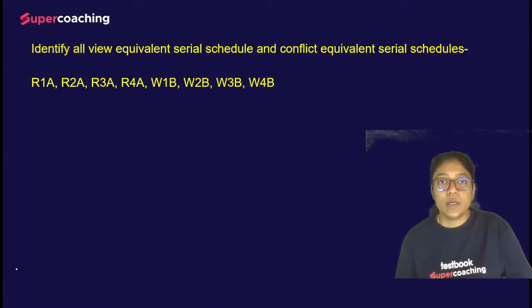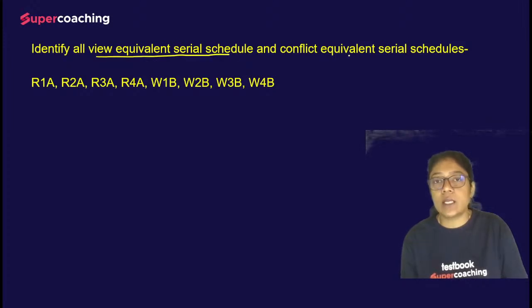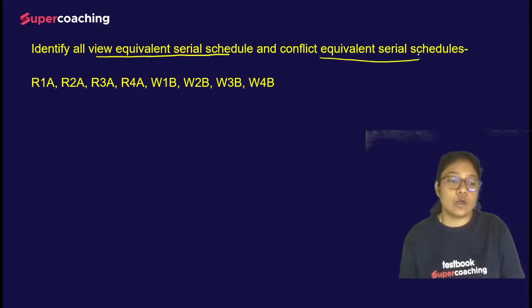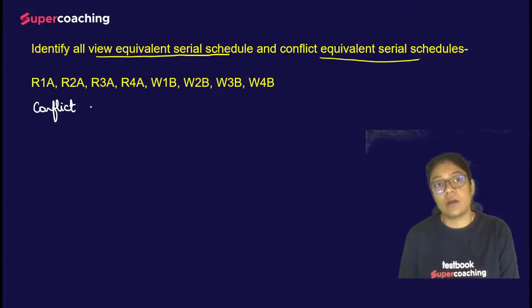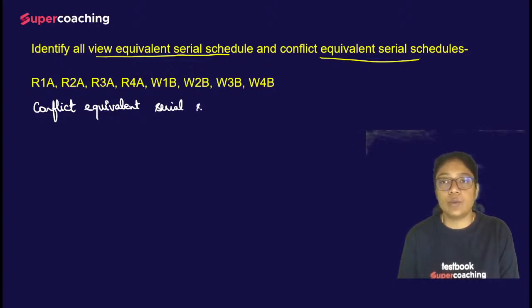Identify all view equivalent serial schedules and conflict equivalent serial schedules. So here we need to identify the view equivalent serial schedules and the conflict equivalent serial schedules. So first of all, let's check for the conflict equivalent serial schedules. Do you want to try this question? Conflict equivalent serial schedule. For conflict equivalent, we need to find out the conflict pairs.